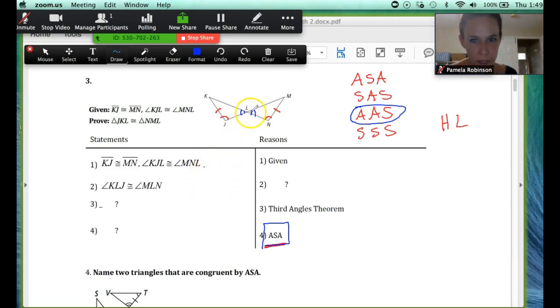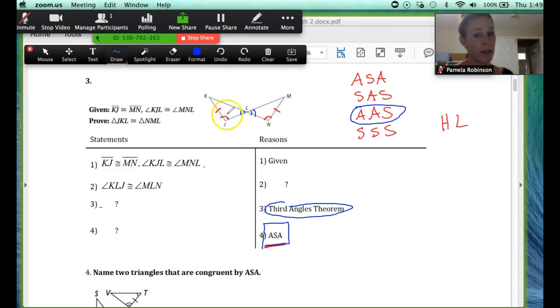If I do know these angles are congruent because they're vertical angles, and I was given those angles are congruent, well, I know these angles are congruent by the third angles theorem. Two angles in one triangle congruent to two angles in another triangle, the third angle has to be congruent because in a triangle, angles add up to be 180. And that's all that's left for these two triangles.